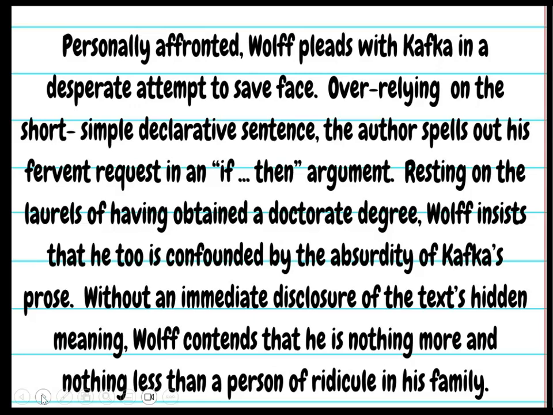So that last sentence, let's start there. That's the author's intent, right? This is why Wolf wrote that. He's basically pleading to Kafka and saying, hey, man, I'm going to be ridiculed if you don't divulge the secret of the enigmatic nature of Metamorphosis. Like, why did you write this so cryptically? Please just tell me what it's about.